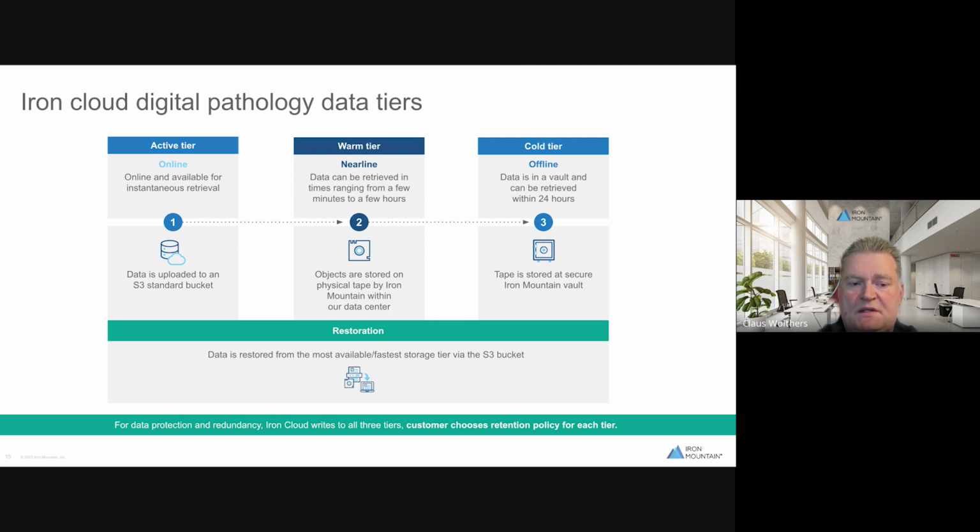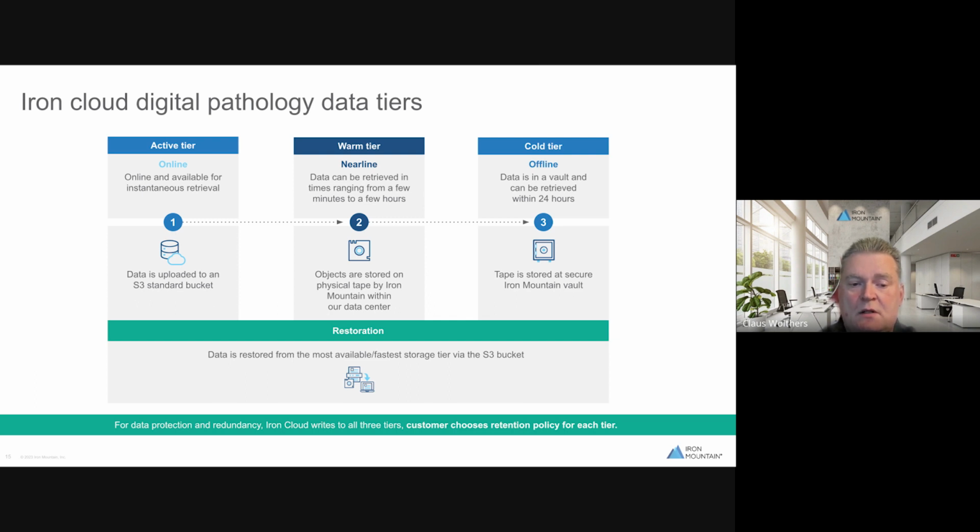These timelines are configurable based on your requirements. So when we said 30, 90, and then cold for up to 10 years, these are standard values we offer. The length of time may be adjusted based on your specific preference. If you believe that you want your active tier for 60 days and warm tier for 1 year, we can change those based on your configuration settings.